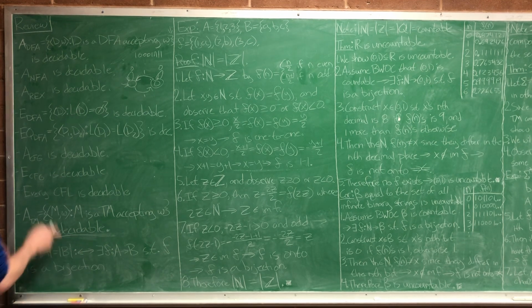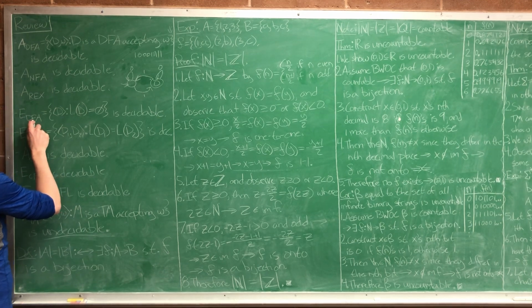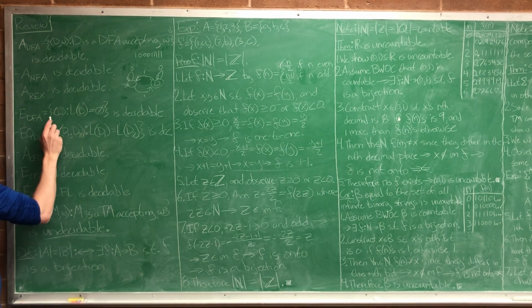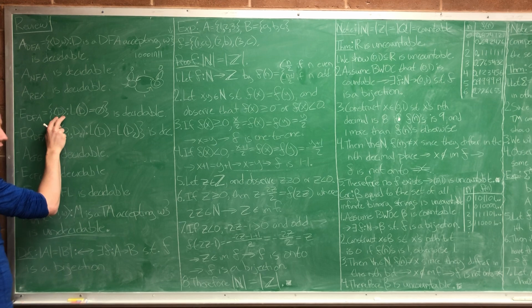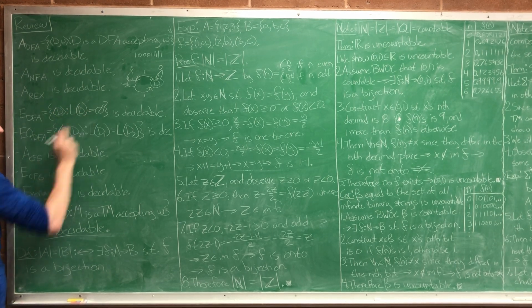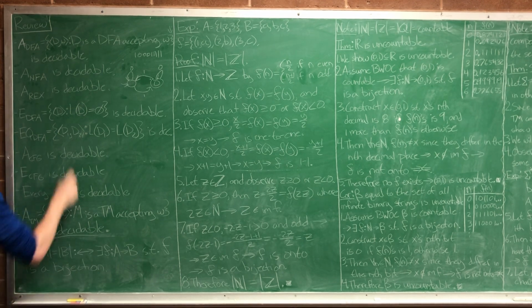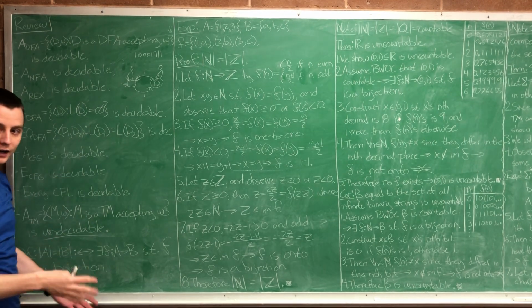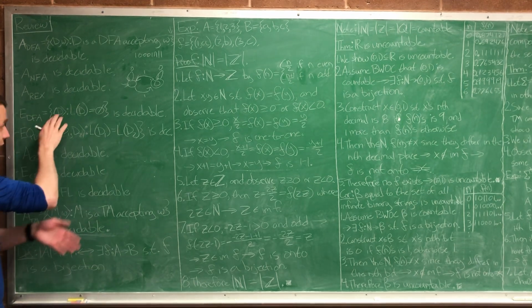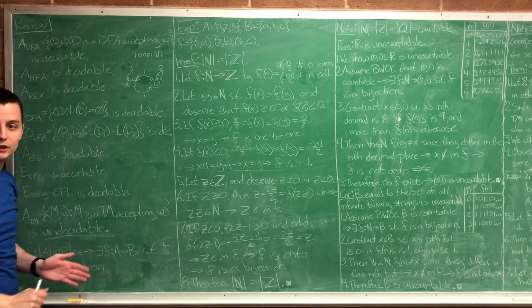We also did the emptiness problem for DFAs. What's the emptiness problem for DFAs? It's the set of all DFAs D such that the language of D is nothing. It's possible to come up with an algorithm where you give it a DFA and it says yes, that DFA's language is empty, or no, that DFA's language is not empty.